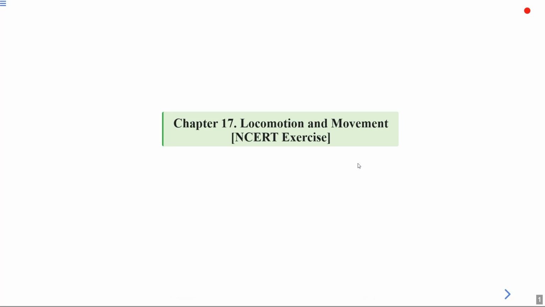Welcome, students. Today, we will start with the NCERT exercise of chapter 17, that is locomotion and movement.